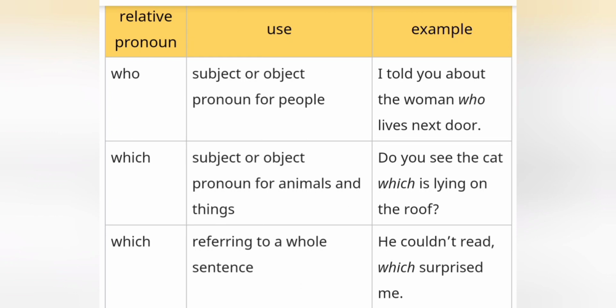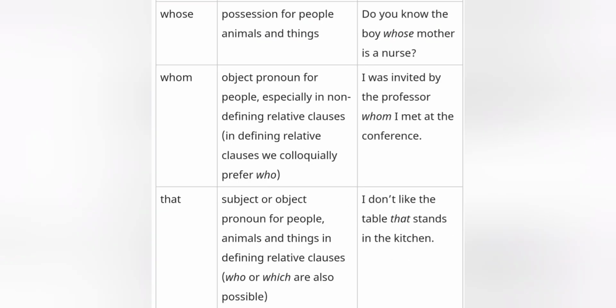Next relative pronoun is whose. Whose is used as a possessive for people, animals and things. Example, do you know the boy whose mother is a nurse?